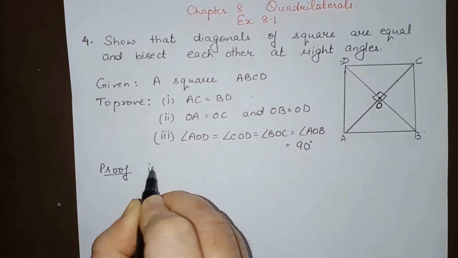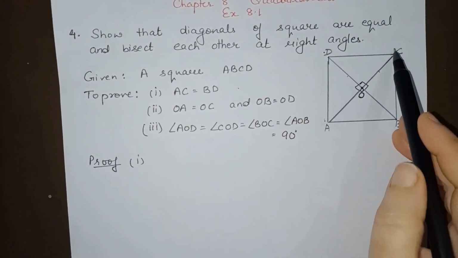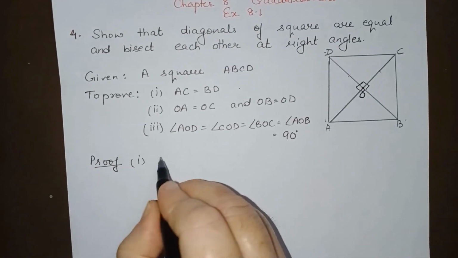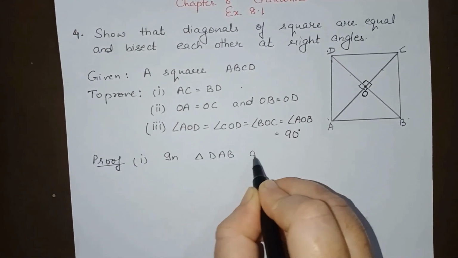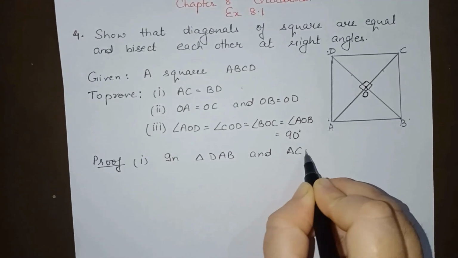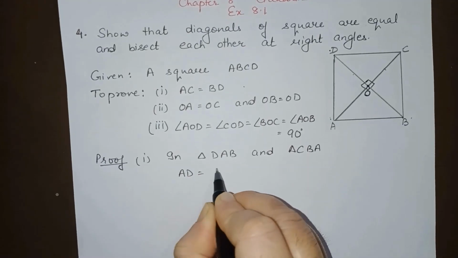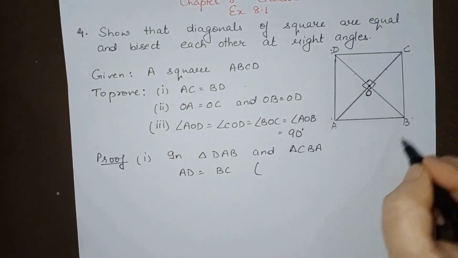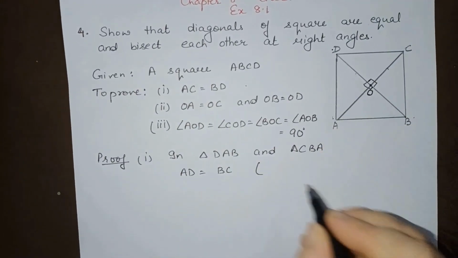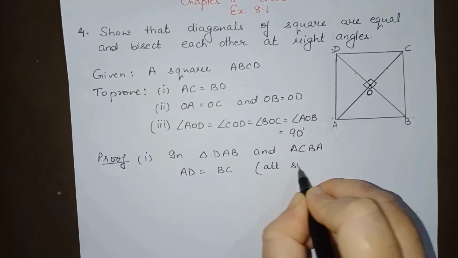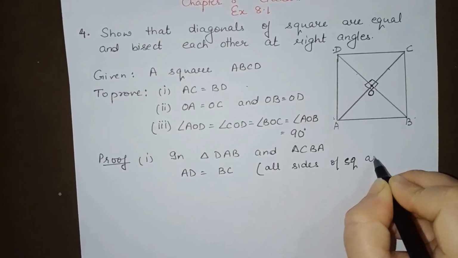To prove the first part, I will take triangle DAB and triangle CBA. So we have AD is equal to BC, as ABCD is a square, so all sides of a square are equal. So AD is equal to BC. The reason is all sides of a square are equal.